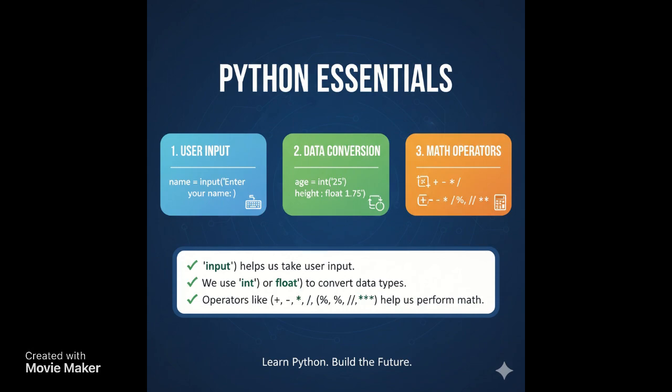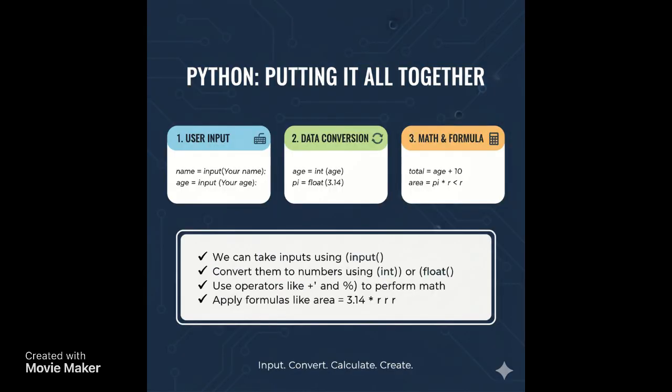So let's quickly review what we learned. We can take inputs using input, convert them to numbers using int or float, use operators like + and % to perform math, and apply formulas like area = 3.14 * r * r. So input helps us take user input. We use int or float to convert data types. Operators like +, -, *, /, %, //, ** help us perform math. That's a strong foundation for the next topic, if-else statements, which help your programs make decisions.